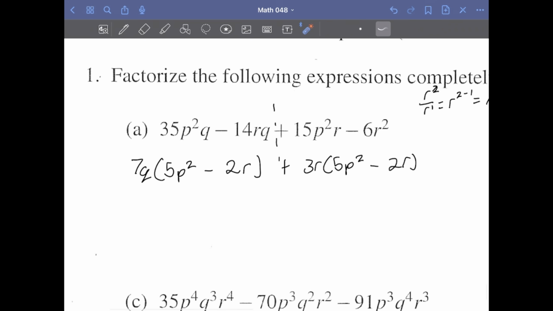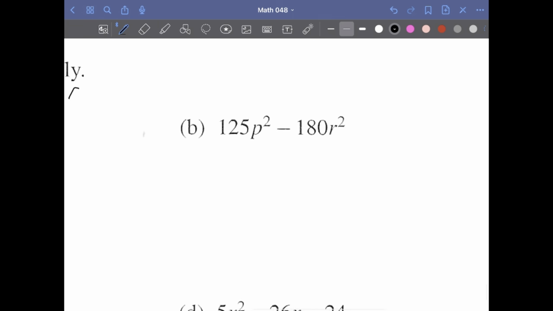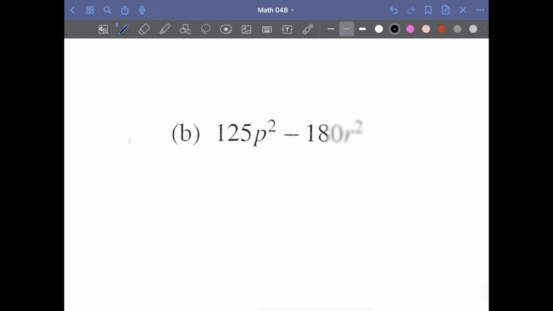So you know you're on the right track when both brackets have the same thing in it. So our final answer would be 5p squared minus 2r, 7q plus 3r. Okay? Now over here, when I look at this, I see the difference of 2 squares, right?